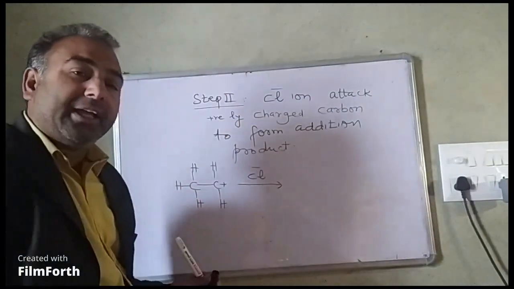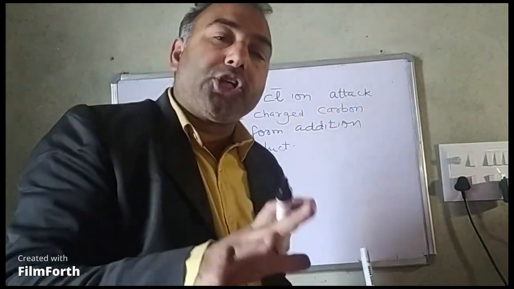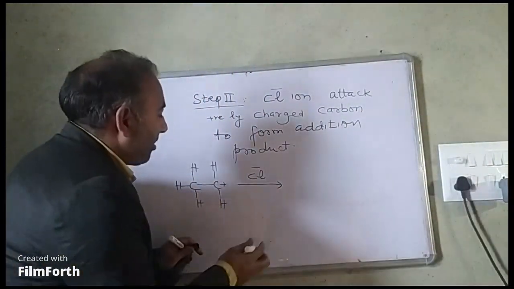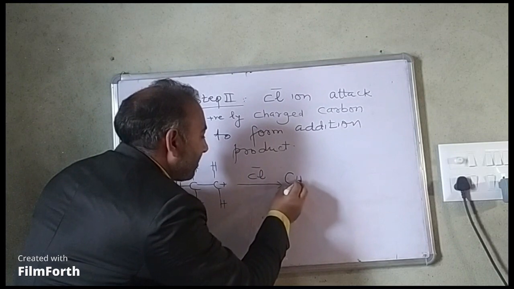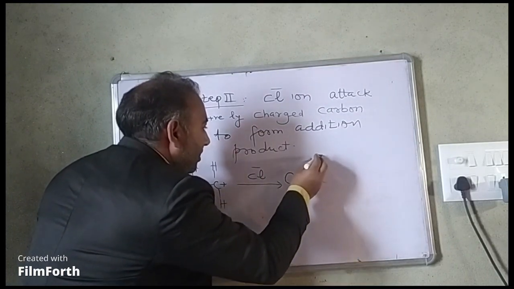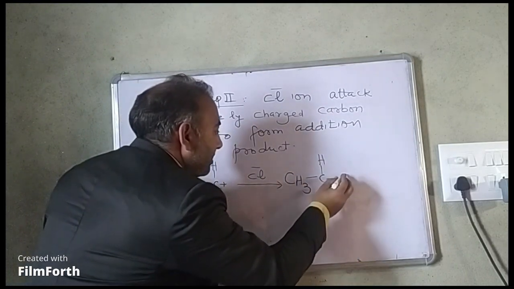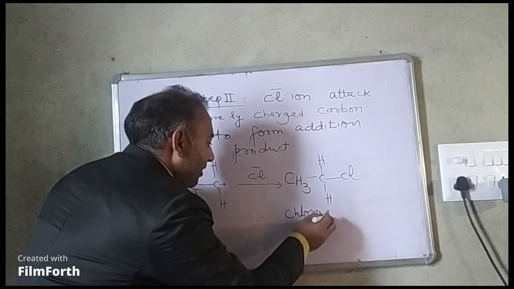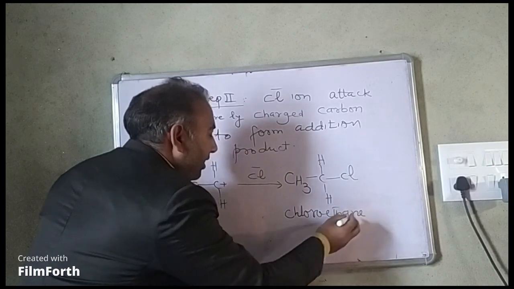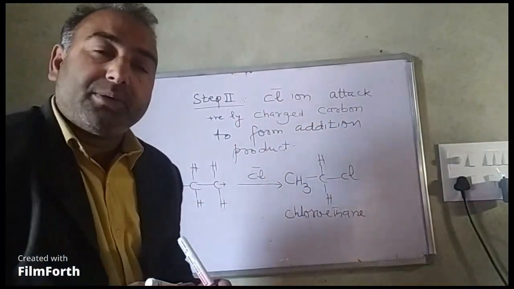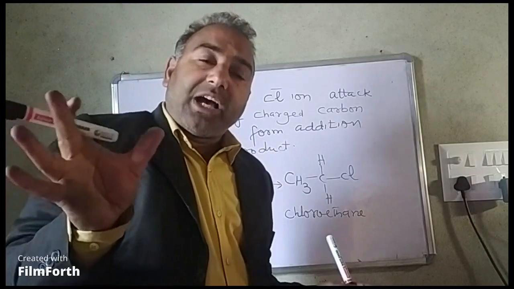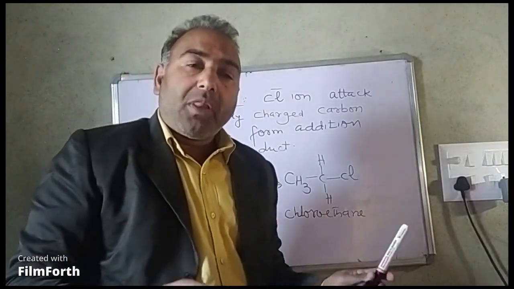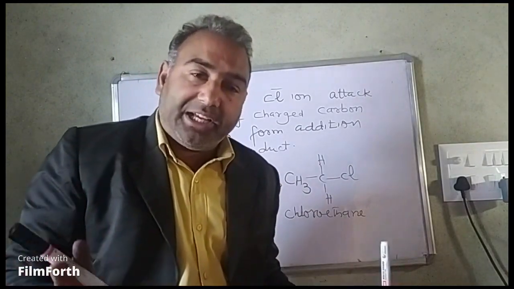Now this Cl negative will be attracted towards the positively charged carbon. It will act as a nucleophile and form a covalent bond with it. We'll get CH3CH2Cl, chloroethane. This is called the addition product. The reactant was unsaturated and the product is saturated. I hope the mechanism part is clear.